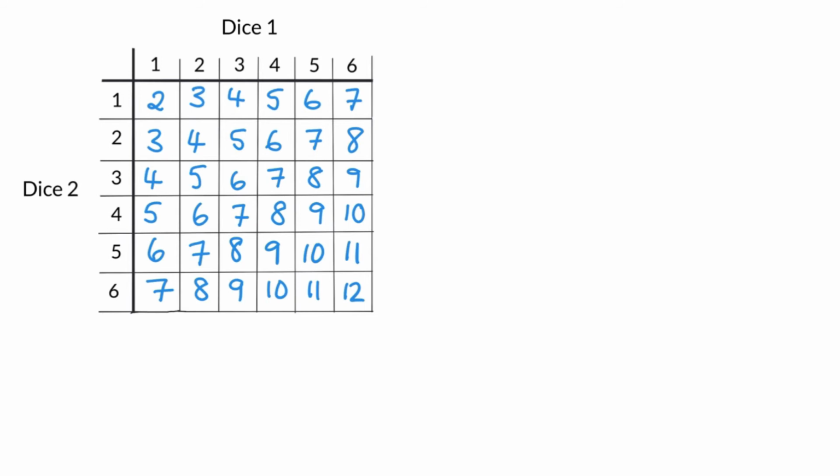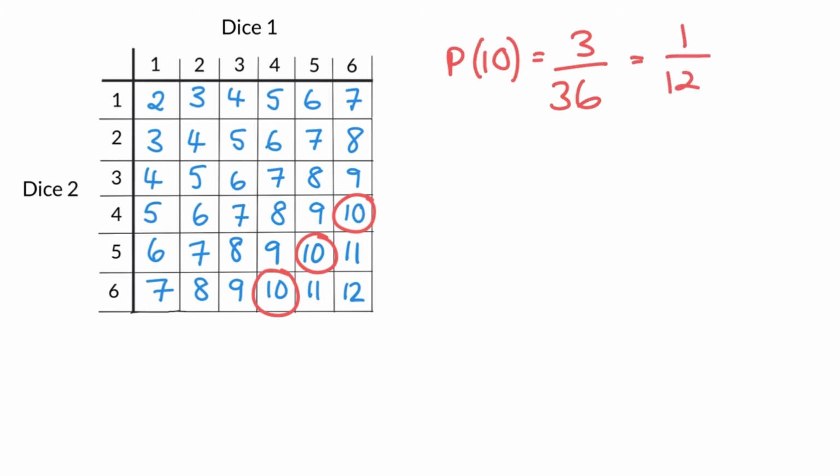So let's have a think about the probability of, if you roll these 2 dice, you getting a score of 10. So we can see from the sample square that this happens 1, 2, 3 times. So the probability is 3 divided by the 36 possible outcomes, which we can divide top and bottom by 3 to give us 1 over 12.